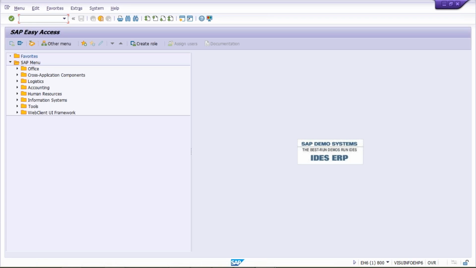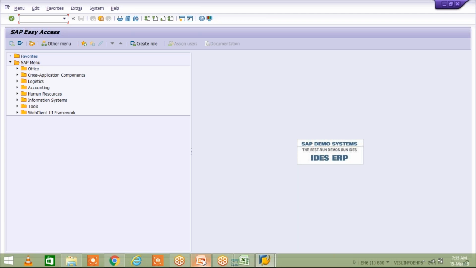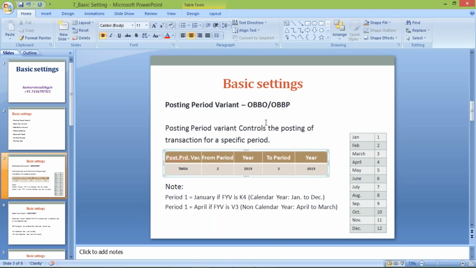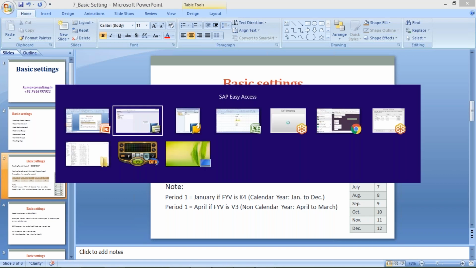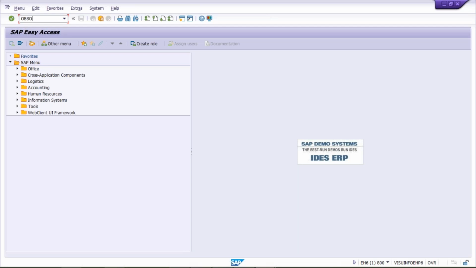Okay, so now here we define the posting period variant. What is the transaction code, guys? Use transaction code OBBO to define a posting period variant. This T code and path both will be there in your configuration document, guys, which I'll share. So don't worry. If you want to use the path, you can use the path. You can use the transaction code, anything.